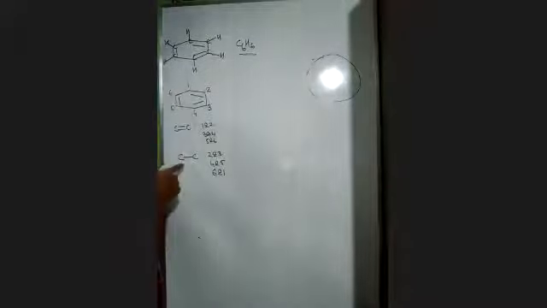Understood? So in this structure, what do you have? You have a carbon-carbon double bond between the first and second carbon, then the third and fourth carbon, then between the fifth and sixth carbon. And single bonds between the second and third carbon, the fourth and fifth carbon, and the sixth and first carbon.